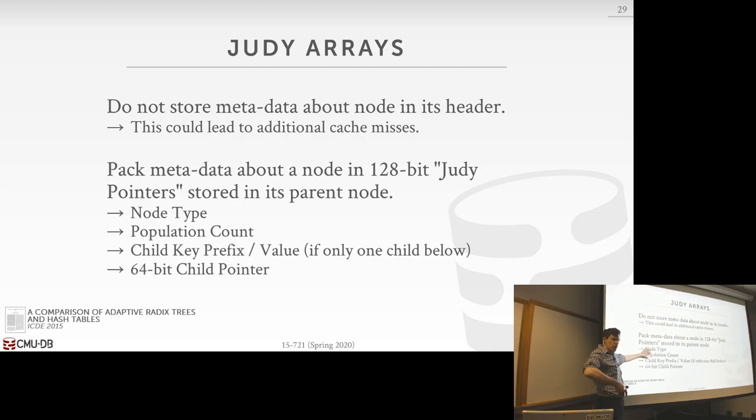In the original Judy array implementation, they were on x86 32-bit, so they had 32-bit child pointers and then 32-bit metadata. But now in modern systems, it has to be 64-bit pointers, so it takes 128-bit pointers. They're going to call these Judy pointers. In the paper you guys read that evaluated them against the radix tree, I think they called them fat pointers. It's the same idea.